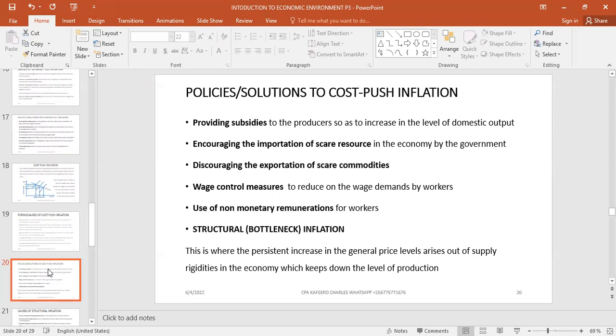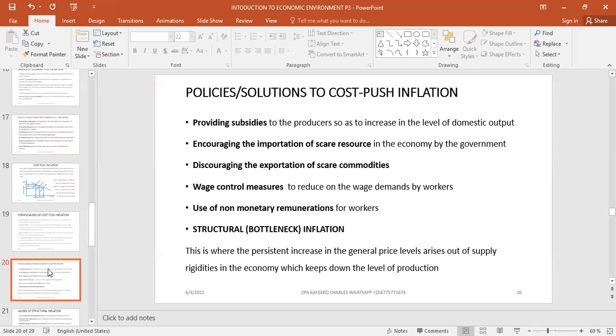Then the other one, we can also discourage the exportation, because if the resources are already cheap, they are already few, and you are exporting them out, you are creating demand for those raw materials by continuously supplying them outside rather than using them in production. So when we discourage that, we expect that we are going to have the raw materials to produce those goods at a very low price, which will result in a low selling price. Then the other thing we can talk about is the wage control measures.